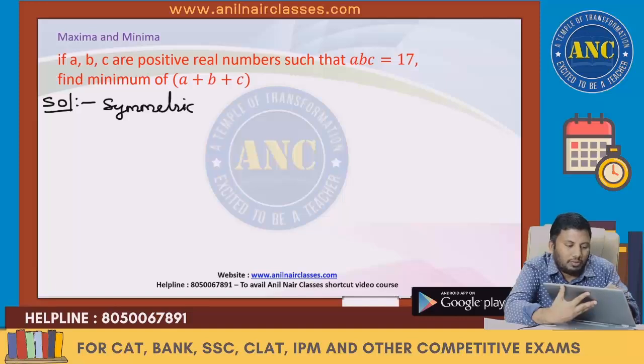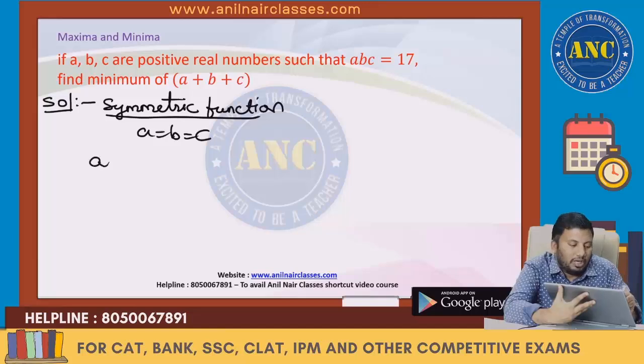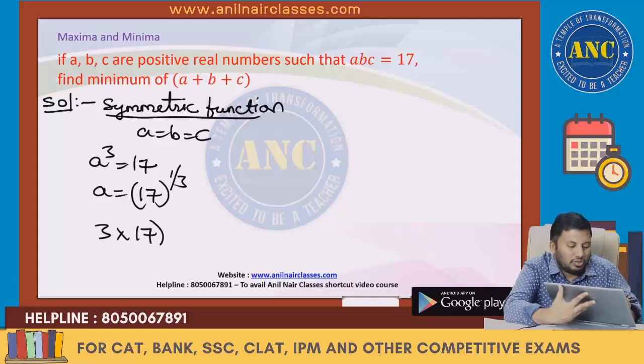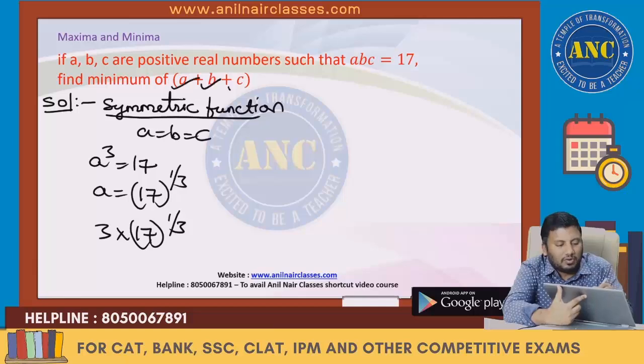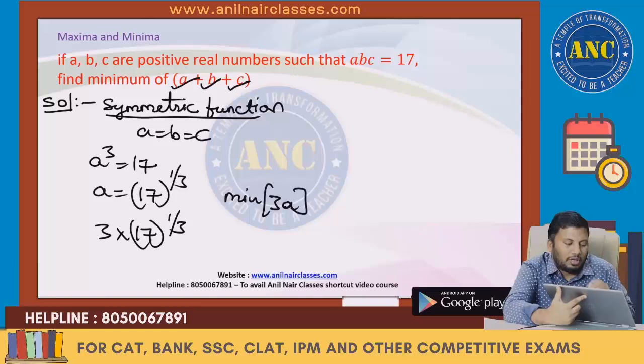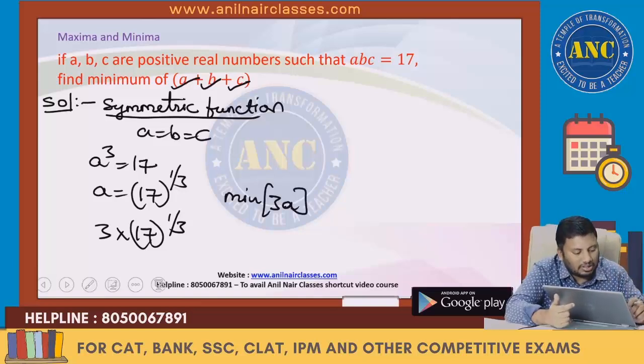A equivalent to B equivalent to C, the value will not change. Morning we discussed a lot of problems based on symmetric function. A equivalent to B equivalent to C, so A cube equivalent to 17. A is 17 power 1 by 3, so the answer is 3 into 17 power 1 by 3. A, B and C are equal, so this will become minimum of 3A. I hope the concept is clear.